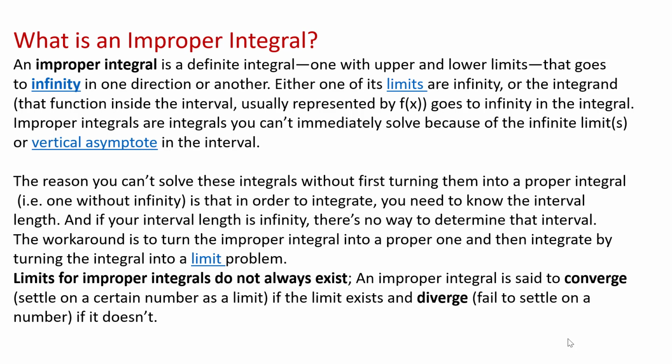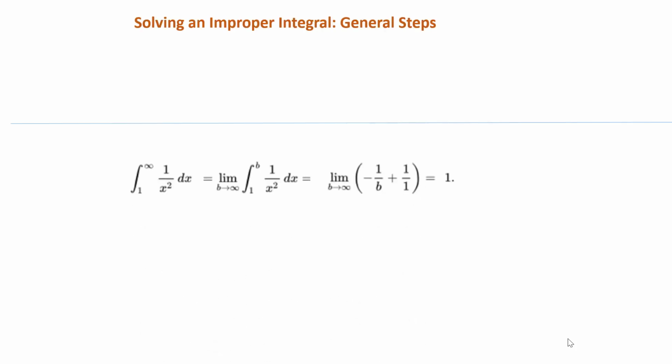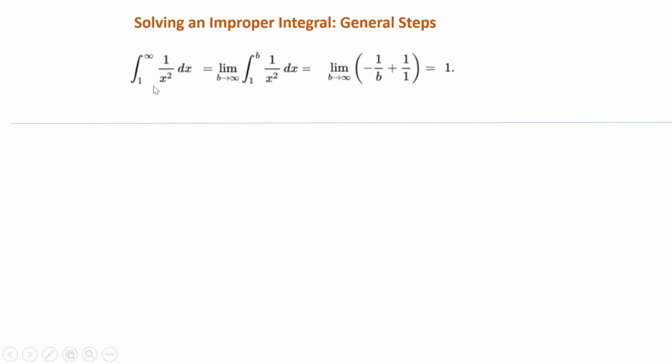So let us consider the first type, which has infinity in one of its limits. Now, how can I do this one? I can do it by replacing the infinity with any symbol, and after I finish the integration, I take the limit of this symbol to positive infinity if I replaced it by positive infinity.